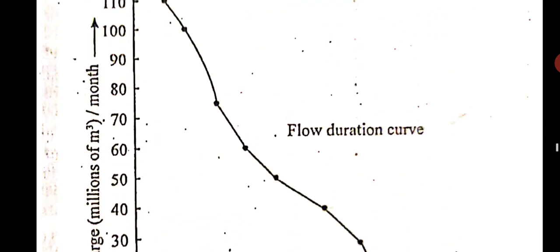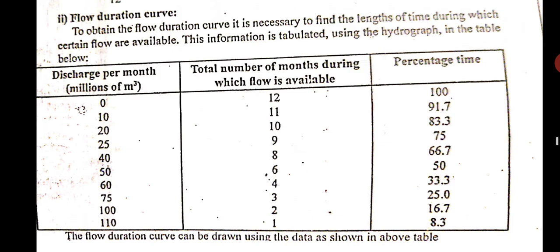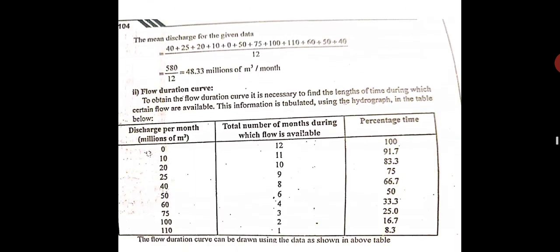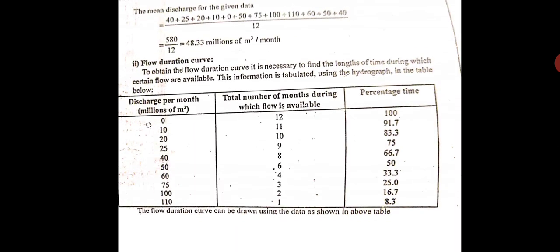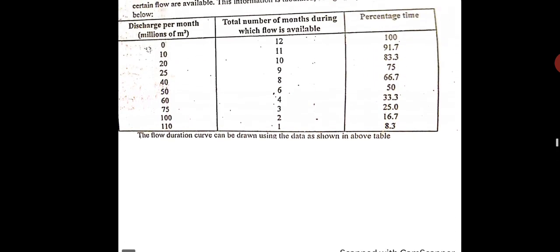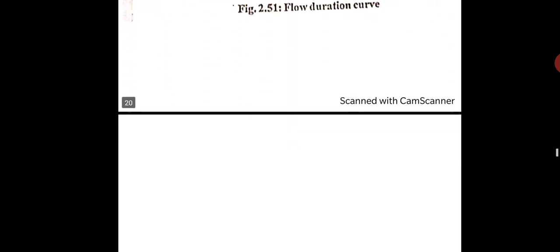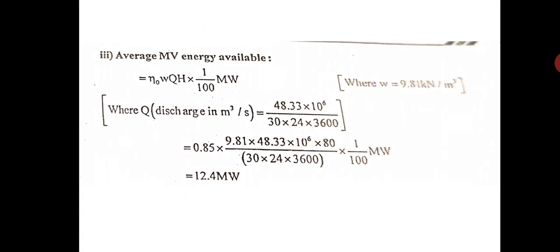So in this numerical we have seen three things. First we have plotted the hydrograph. Then second, we have calculated the mean flow. Third, we have calculated the percentage time for the flow duration curve. Then we have plotted the flow duration curve, and lastly, considering the mean flow, we have found the average power generation in megawatt. Okay, thank you. In the next class we will deal with one more problem.